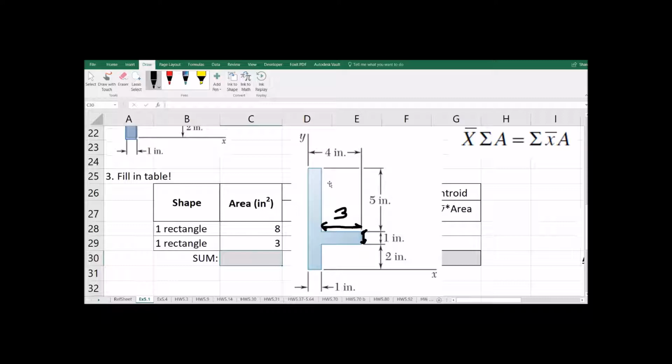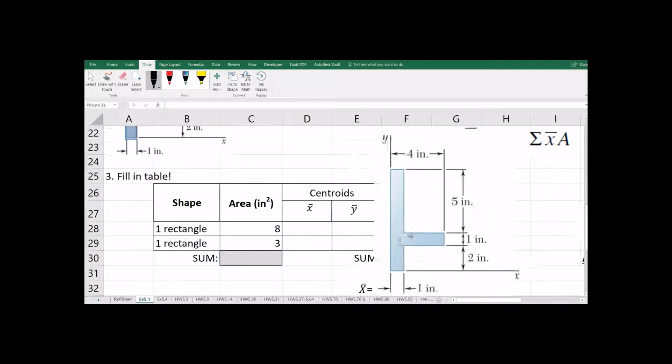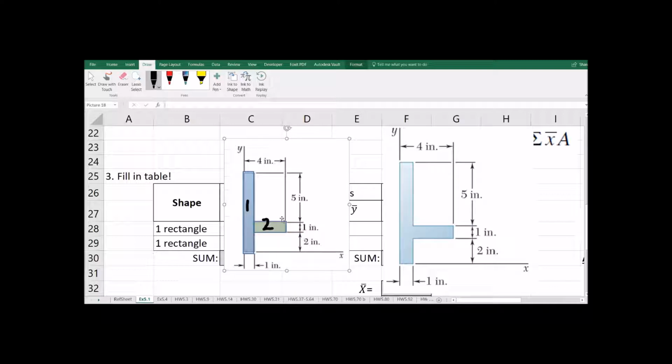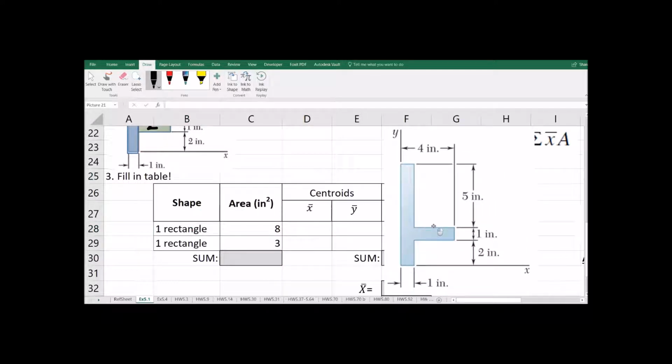Okay, what's the next thing we need to do? The next thing we need to do is to find where the centroids of each of these rectangles are. So where's the centroid of the number 2 rectangle and the centroid of number 1? With respect to, see how we have our coordinate system on here? So 0, 0 is down here at the lower left-hand corner. Okay, rectangle number 1.